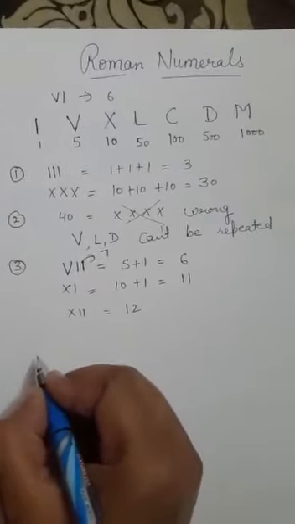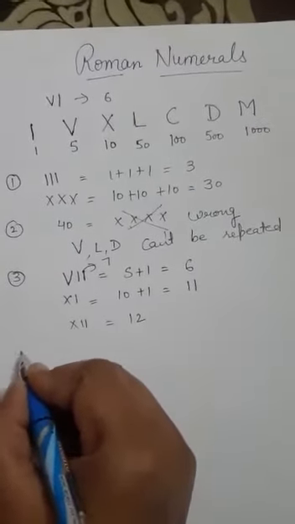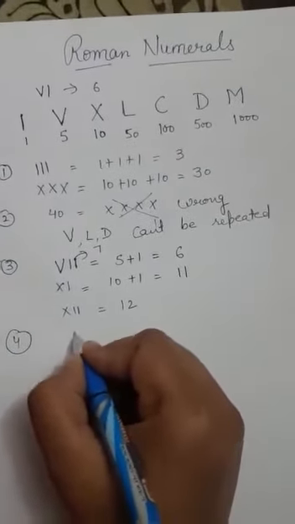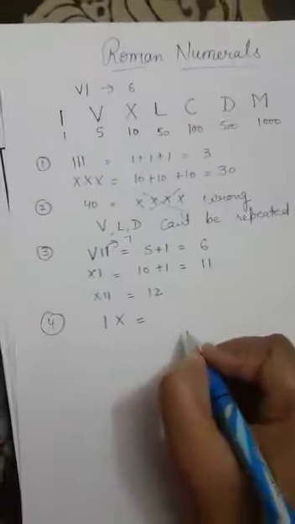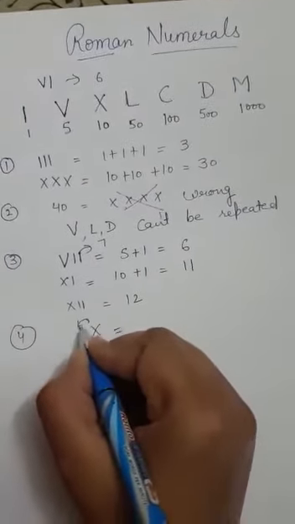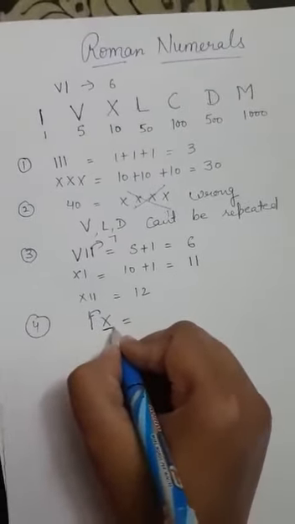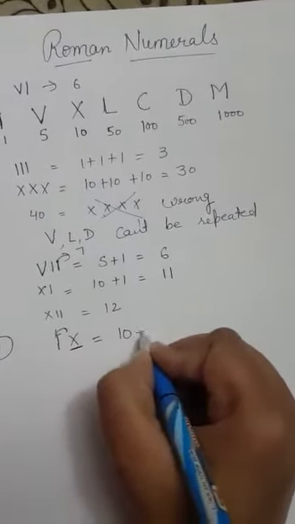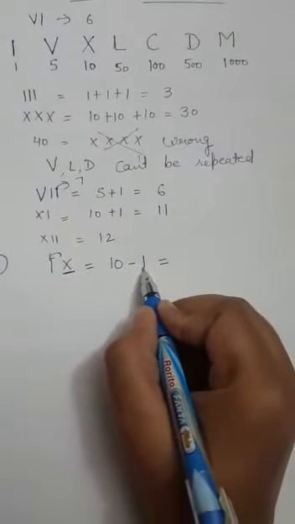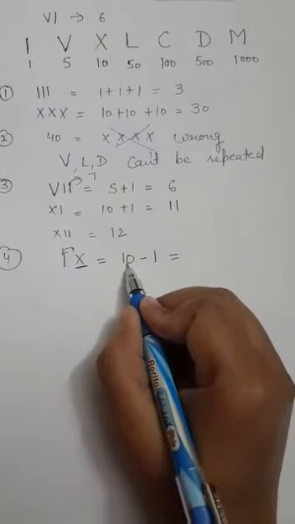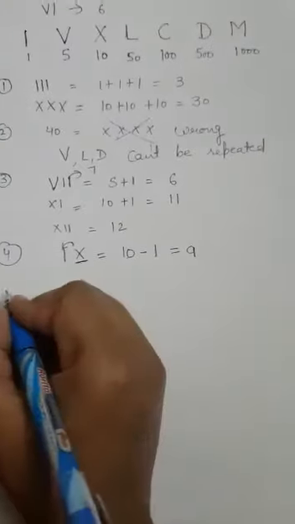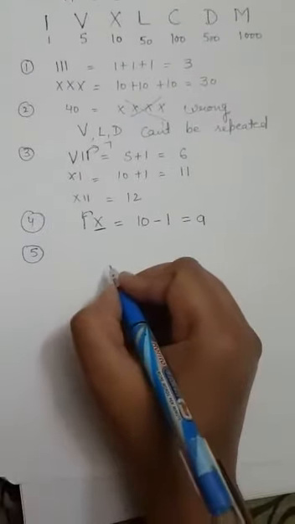Then your next rule: if a smaller number is written to the left side of the bigger number, like IX, this means subtraction. The smaller number will be subtracted from the bigger number. That means 10 minus 1, that is 9. Right?